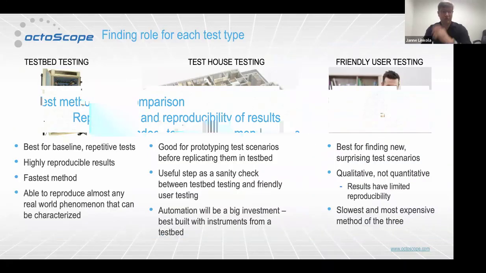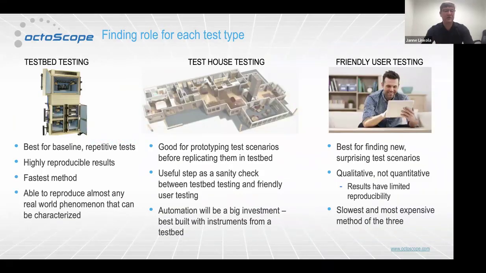So to wrap things up, we think that testbed testing is a very good method for your baseline repetitive tests. You do get highly reproducible results that you can trust. It is by far the fastest method out of the three, and it can reproduce almost any real world phenomena that you can pretty much think of.